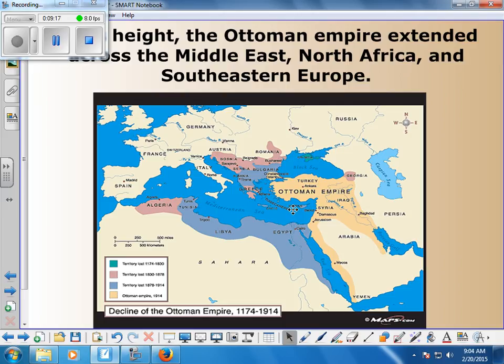It's a large empire. But you can see as time progresses, as a result of the corruption and the influence by the Europeans, this empire begins to grow smaller and smaller until by 1914, this is all that's left of it. This area here and in through here.